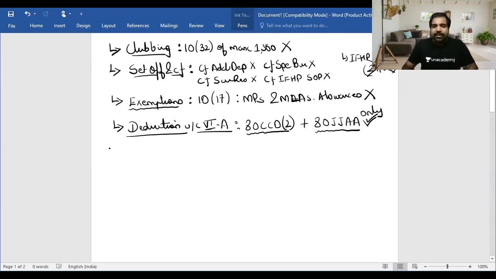And now, how do you exercise this option? If you're an individual or HUF, only those can opt, and you can opt for this option even just before the day you file your return.